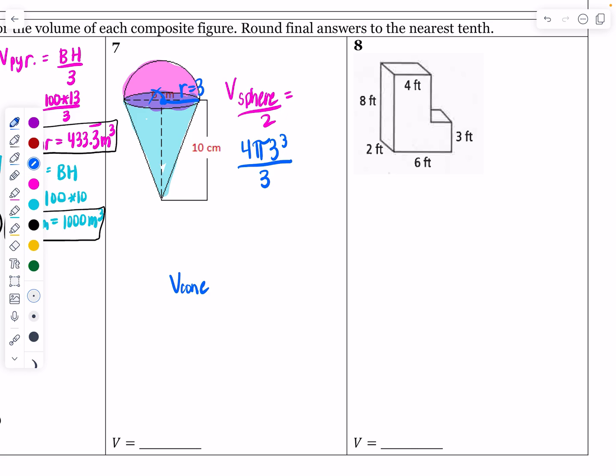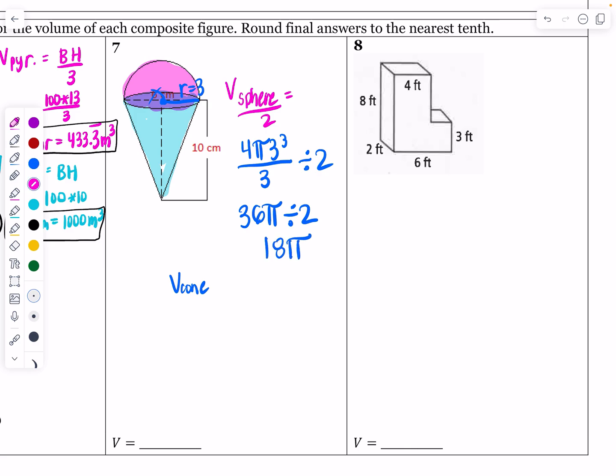We're going to take that, and then we're going to divide that by 2, since I'm only working with half of the sphere. So 4 times 3 raised to the third power divided by 3 gives me 36 pi. And I'm going to divide that 36 pi by 2 since it's only half. And when I do that, I should get 18 pi.